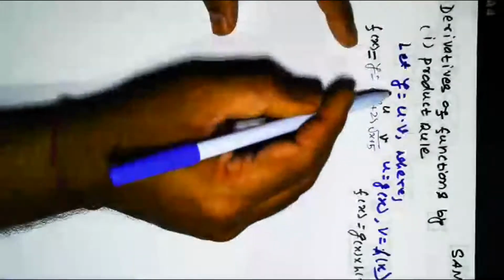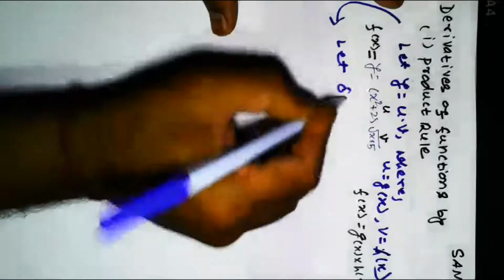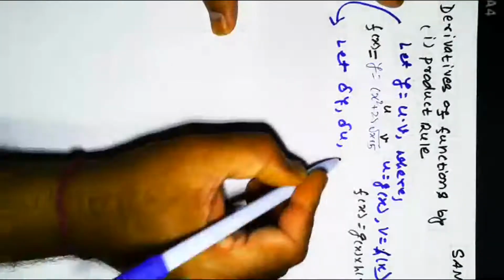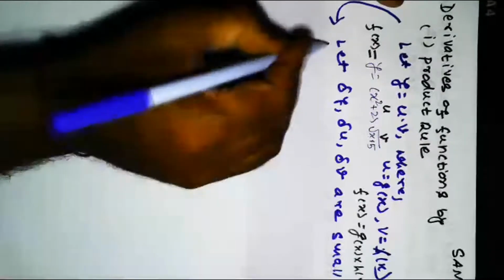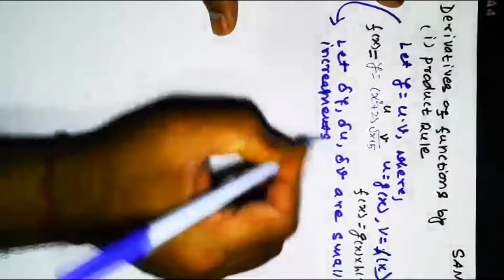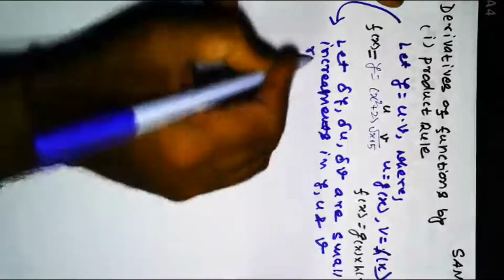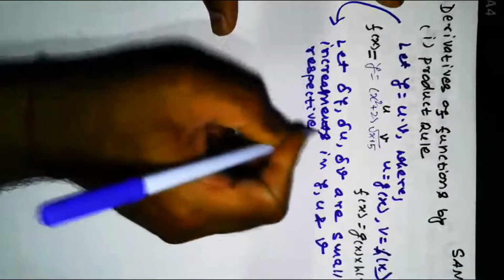All right, and then we'll see how we develop a formula to find derivatives of this sort of functions which are given in terms of product, and this will be called now the product rule. So begin from here. You can say let delta y, delta u, delta v are small increments in y, u, and v respectively.